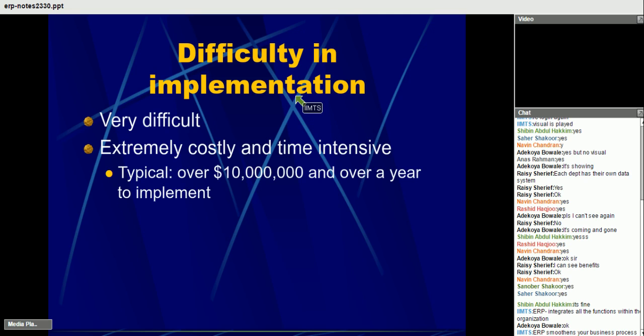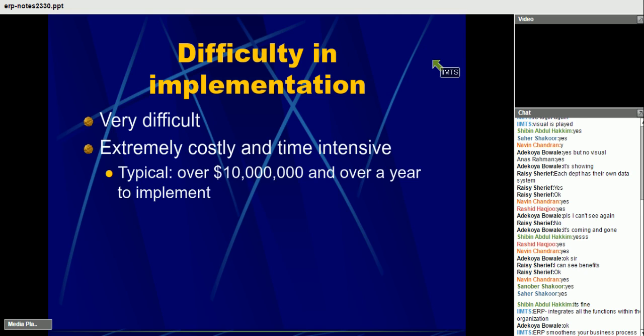And what is the difficulty in implementation? It's very difficult, extremely costly and time intensive. Over 10 billion and over a year to implement. So ERP systems are very difficult.